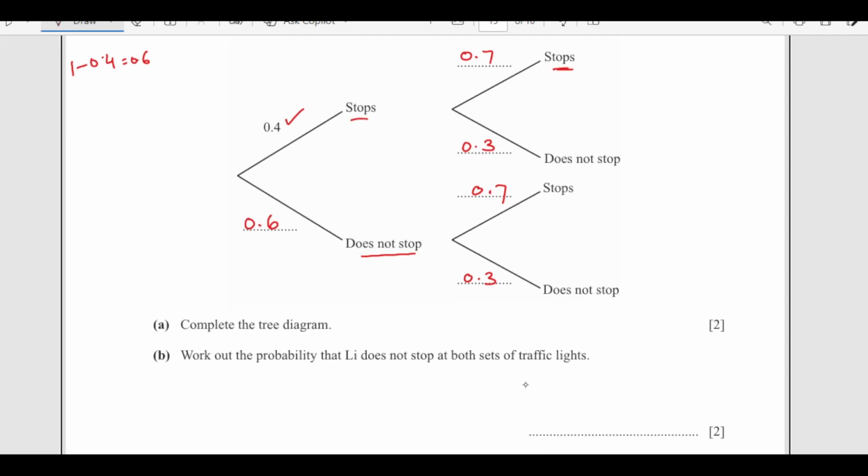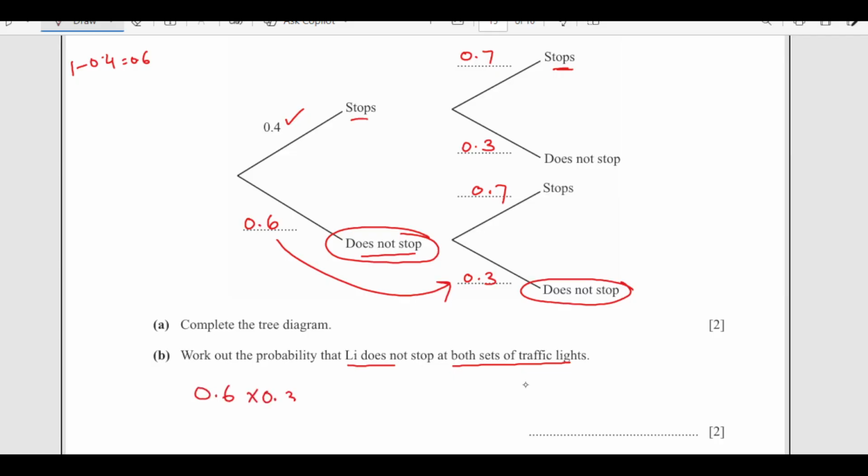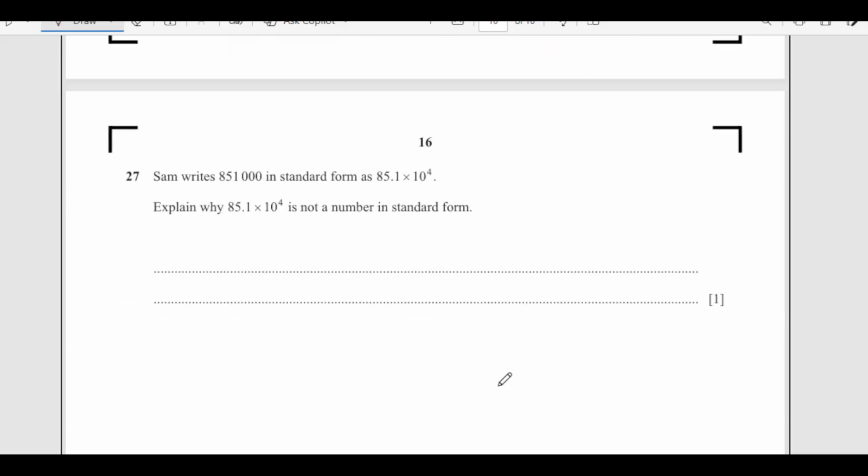Now B part, work out the probability that Lee does not stop at both sets of traffic lights. So does not stop is here in the first stoppage, second stoppage is here. So we just multiply this and this. So this is going to be 0.6 times 0.3, that is 0.18. As you can see, all these calculations are very simple because this is a non-calculator paper, and so you should make a habit of doing all these calculations without a calculator.